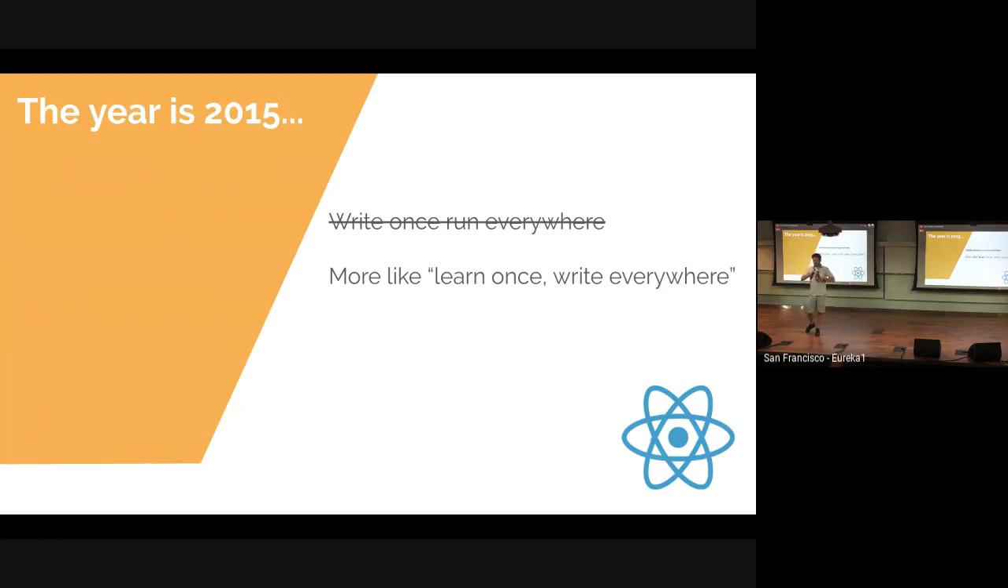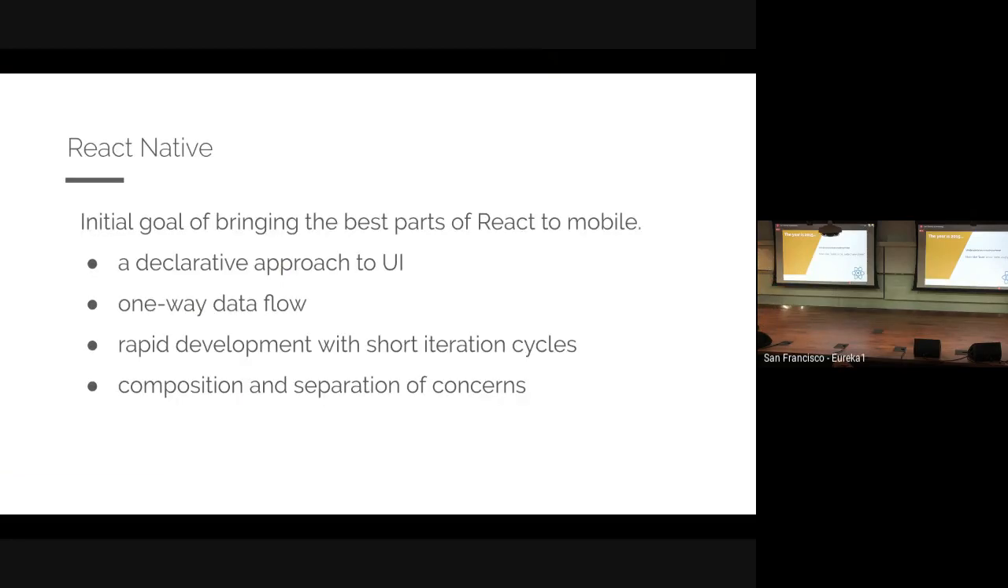So, if you rewind with me back to 2015, coming out of Facebook was this new hot thing that was not so much write once, run everywhere, but more like, the mantra of the time was learn once, write everywhere, which was the key that they were trying to solve. The initial goal was bringing all the things that we love about React from web over to mobile: a declarative approach to UI, one-way data flow, composition of UI components. React Native was the first JavaScript-based cross-platform thing that was not a web view, was not HTML and CSS. It was native components, and that was fairly groundbreaking.